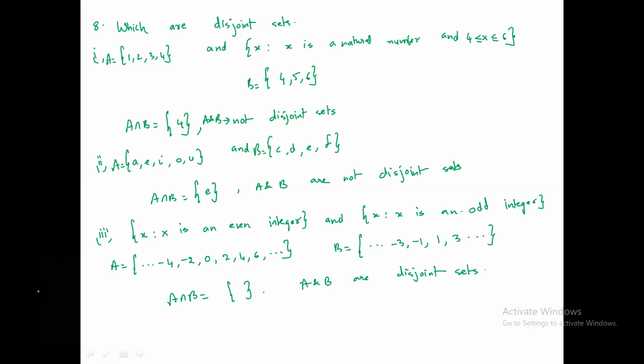Shall we go to question number 9? Good. Question number 9. A is having 3, 6, 9, 12, 15, 18, 21.